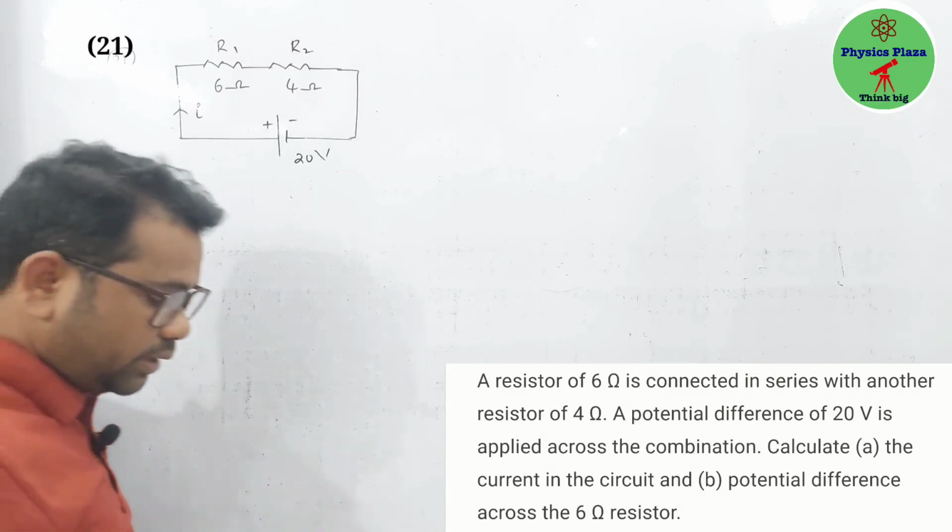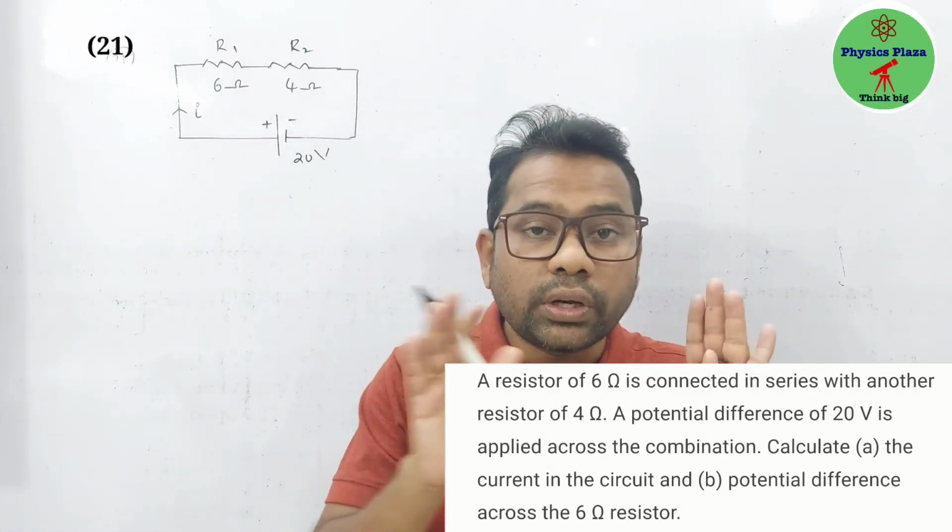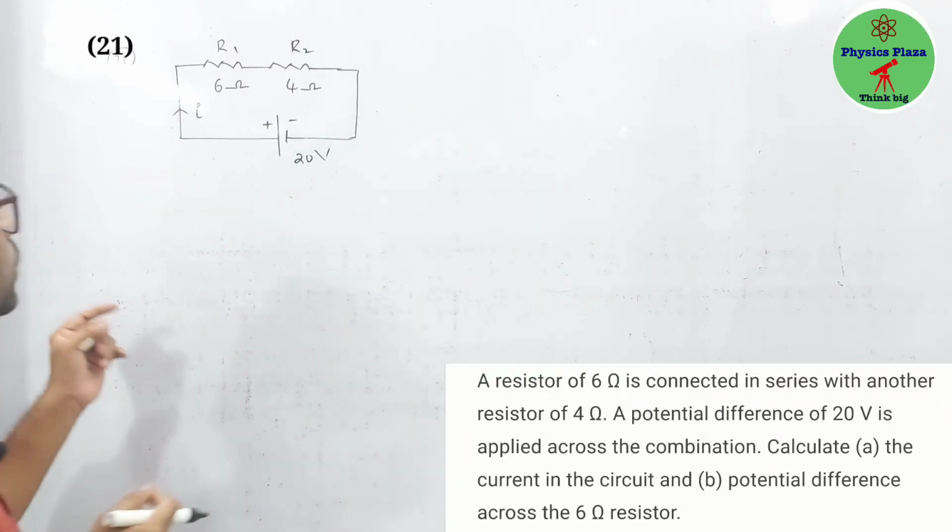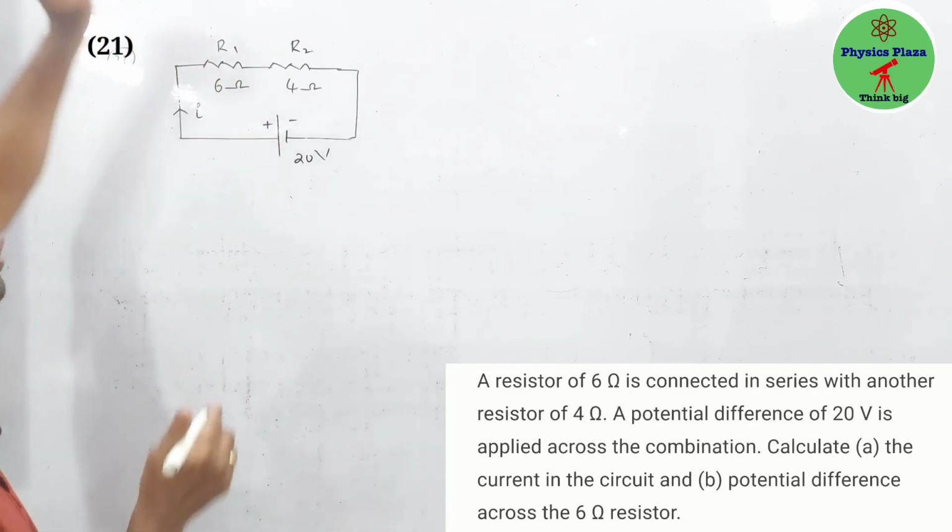Children, how to calculate the current? If you want to calculate the current, first we must find the total resistance. It's very clear that here only two resistors which we have, and both are in series.